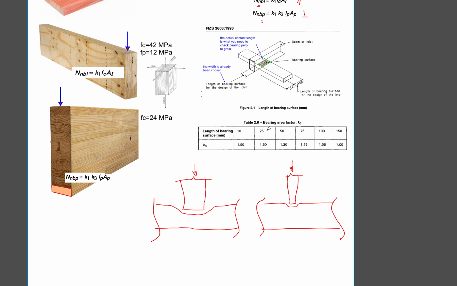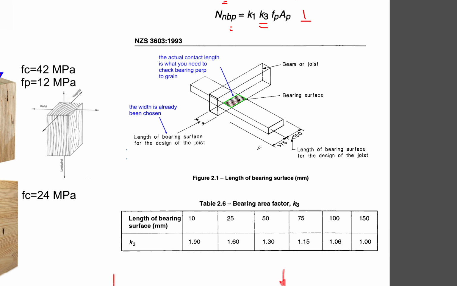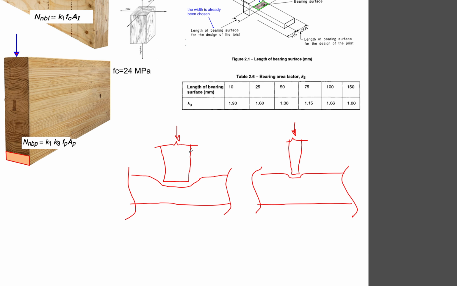Secondly, when you have a timber that is loaded perpendicular to grain, you would use a K3 factor right here. The K3 factor in NZS 3603 is very vague, and also very unintuitive to get the correct K3 factor. But to understand it, what is the K3 factor? Let's have a look at this.